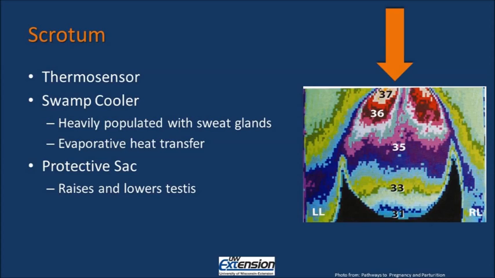This infrared thermogram shown in the picture is of a bull scrotum. It shows that there are elevated testicular temperatures closer to the body, and as we get to the base of the testis, we see that there are lower temperatures. This is an indication of the function of the pampiniform plexus and the cooling effect that we see.